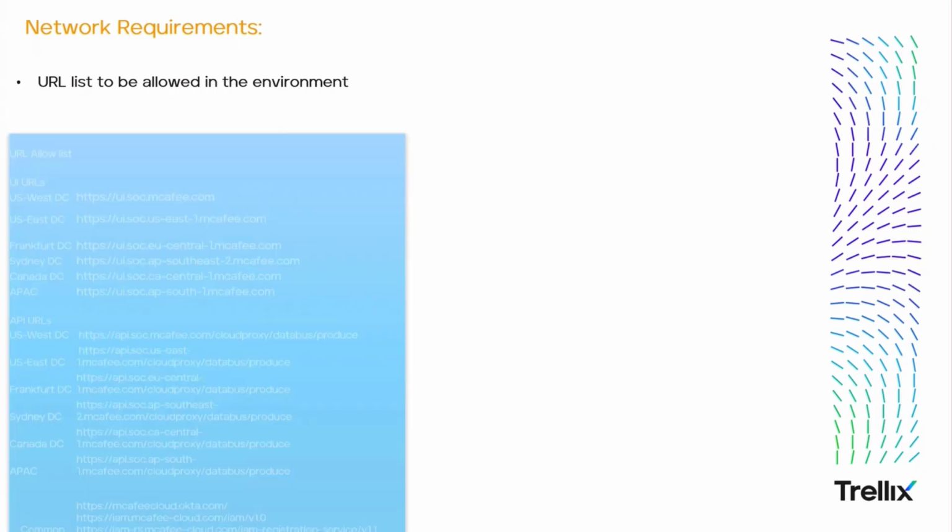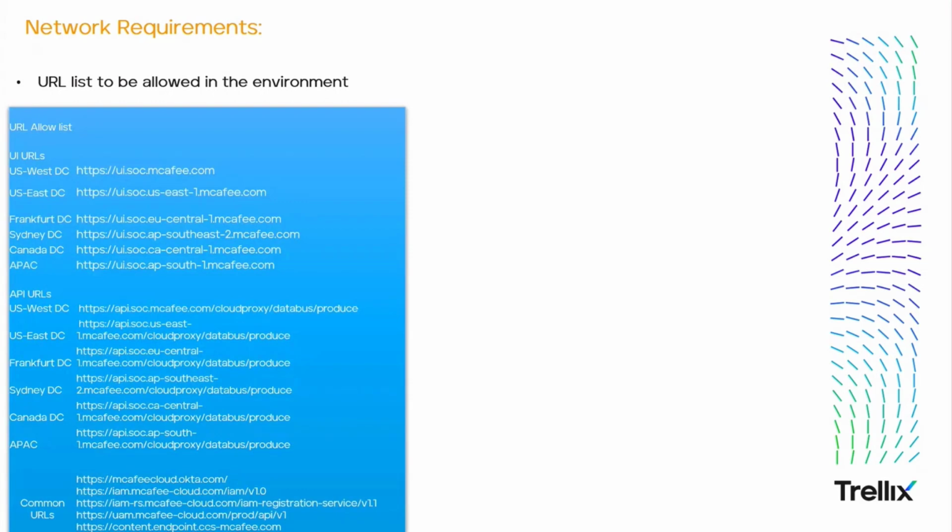Now let's talk about the network requirements. EDR requires to be in constant communication with the DXL broker, DXL client, and the EDR client. So you need to make sure that the specific network ports and the URLs are allowed in your environment. Also, you need to make sure that the SSL traffic inspection is disabled on the following URLs and the IPs to have the network settings configured correctly.